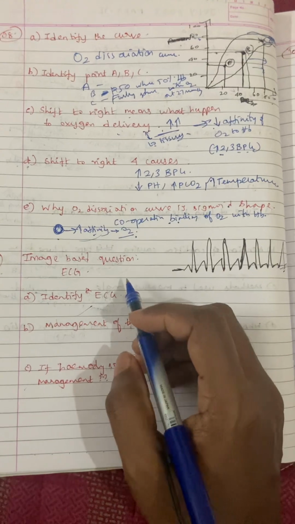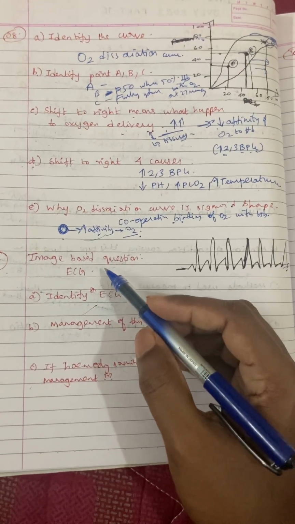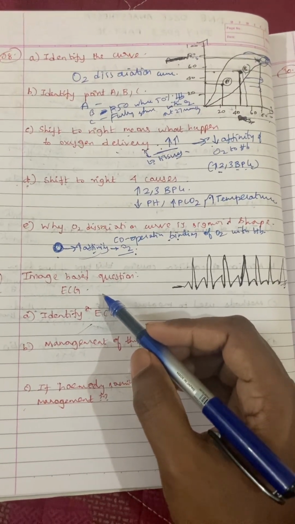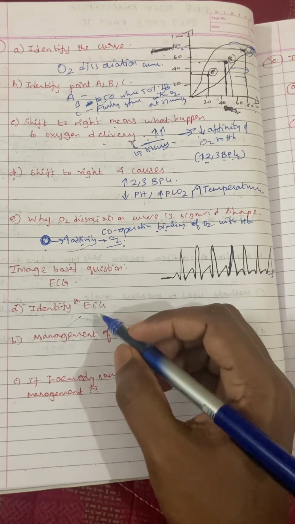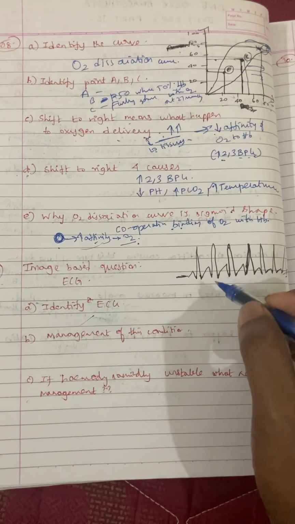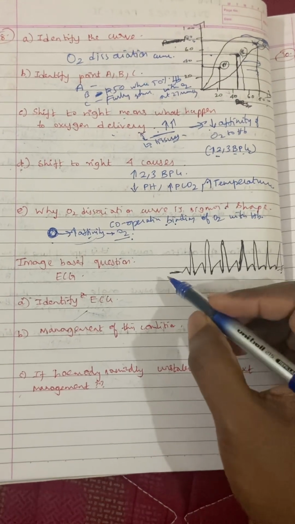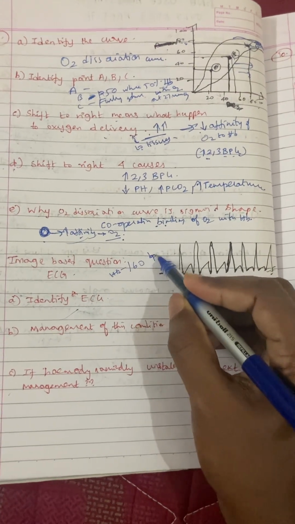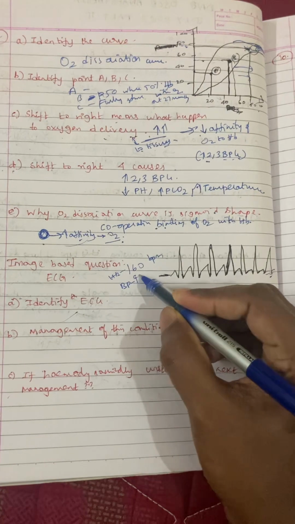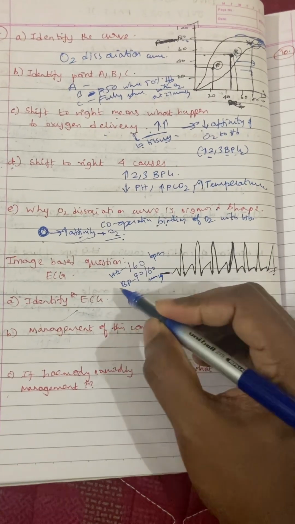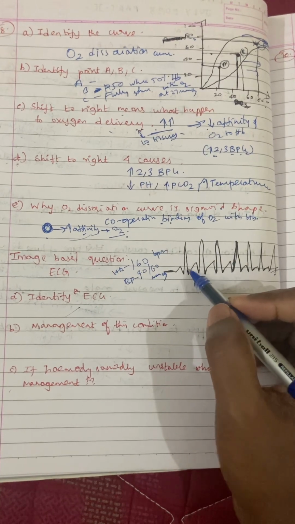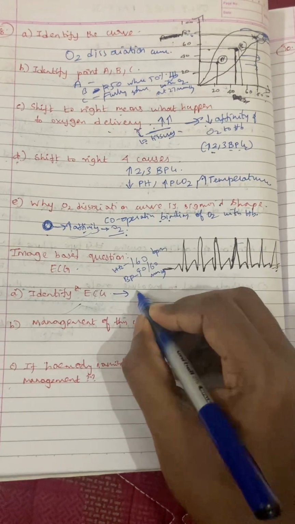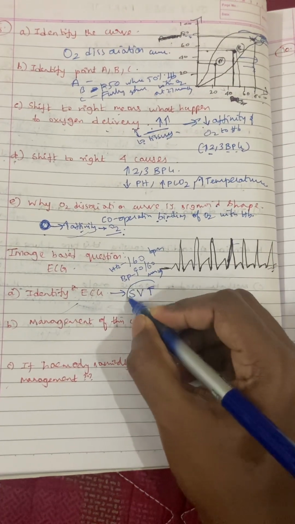Okay, coming to the next, 9th question: identify the image. They have given the history of a 24-year-old female patient with a history of recurrent syncope in the past, now presenting to the emergency with palpitations. They have mentioned a heart rate of around 160 per minute, and BP around 90 by 60 millimeters of mercury. History was given and they ask to identify the ECG. They have shown a regular narrow complex tachycardia. So this is SVT, supraventricular tachycardia.